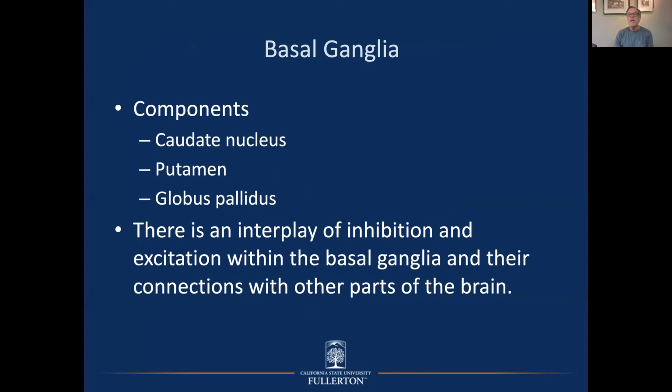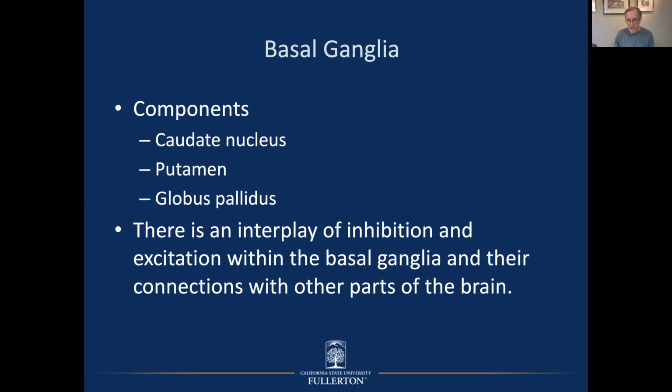Now, turning to something else where we're not going to do quite as much detail as circuitry. Let's talk about the basal ganglia. And you already know the components. We went through this: the caudate nucleus, the putamen, and the globus pallidus. And there is an interplay of inhibition and excitation within the basal ganglia and their connections with other parts of the brain.